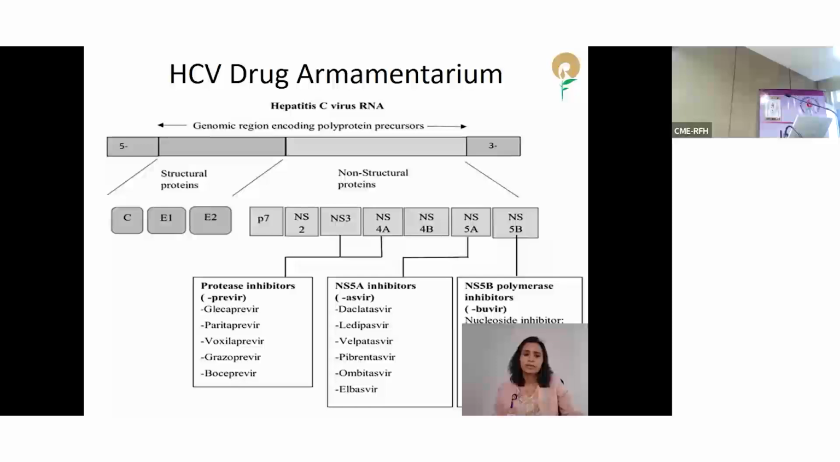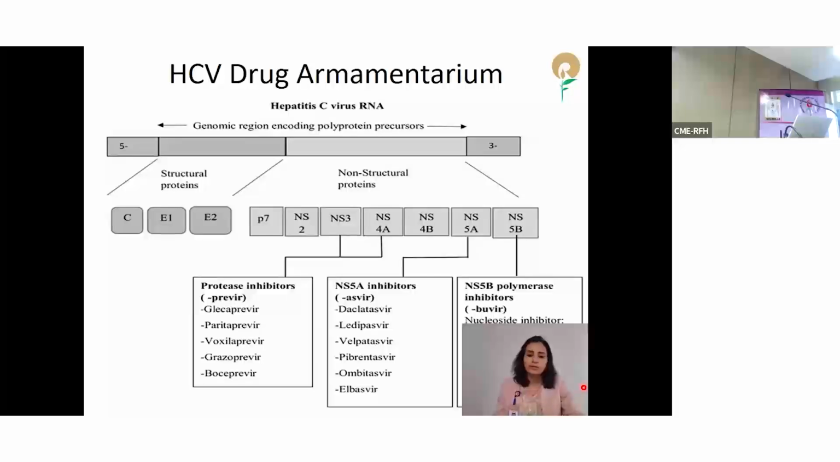So in the HCV drug armamentarium, we have the directly acting antivirals. What it means is that the hepatitis C virus has 7 non-structural proteins, and these drugs act directly on these non-structural proteins. They belong to 3 groups: the protease inhibitors, which always end with the name of previr; the non-structural 5A inhibitors, which have asvir at the end of their name; and 5B, which are polymerase inhibitors with the suffix of buvir. And it is a combination of these drugs which has changed and improved the outcome.